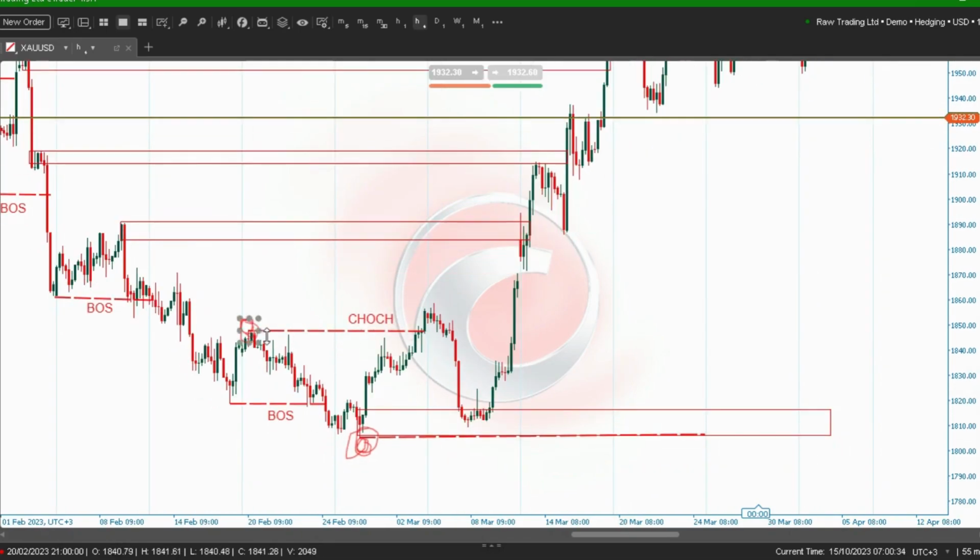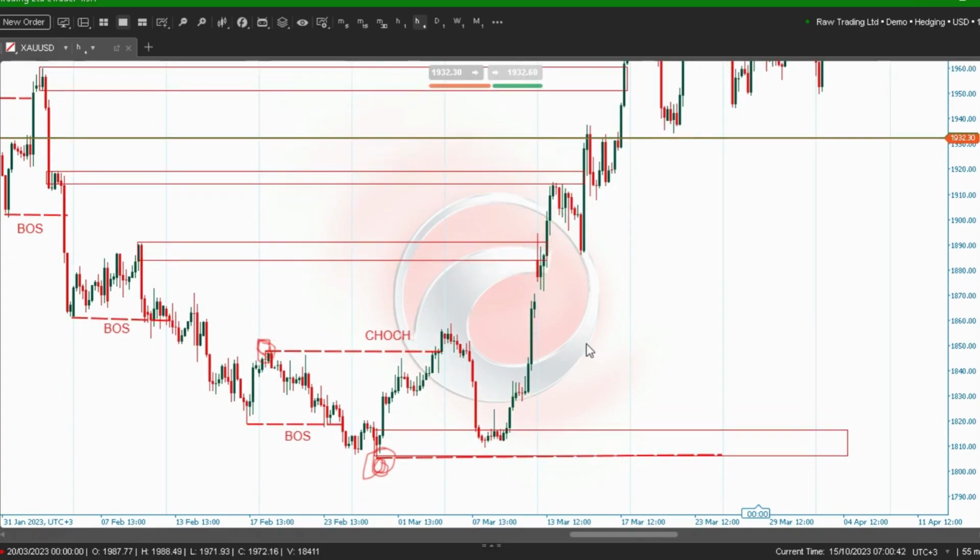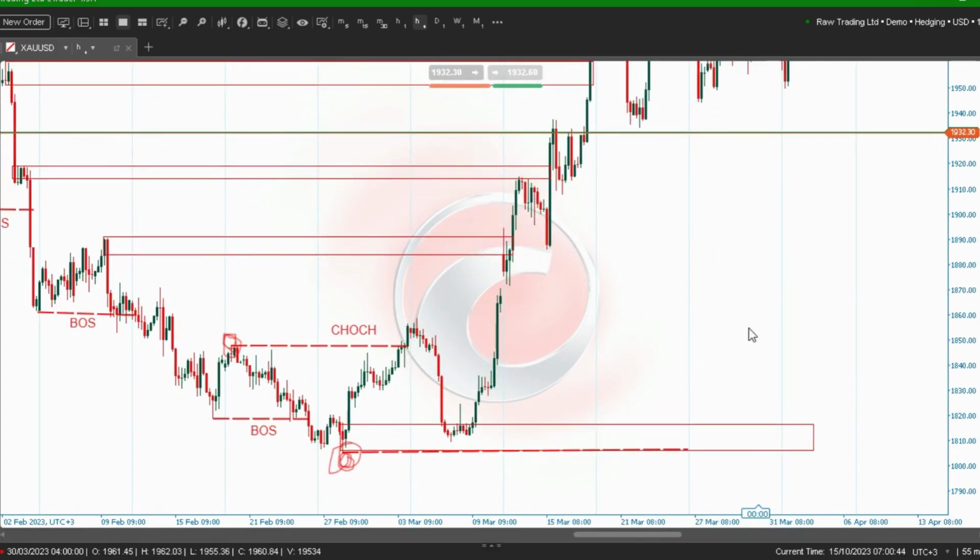So that is, because we were in a downtrend, that is a change of character, because the market has shifted from downtrend to uptrend, right? Okay. At that point here now, this is our swing high. Now, this is our swing low.